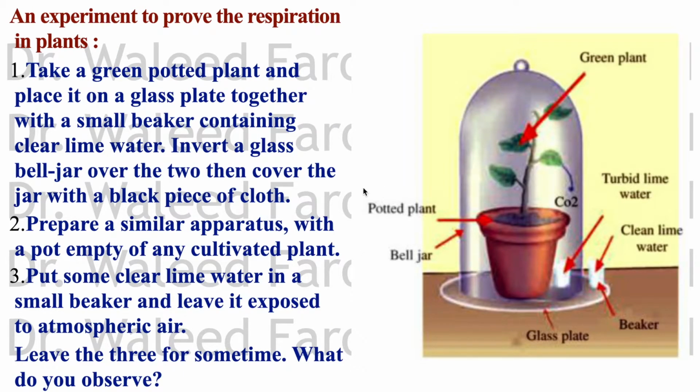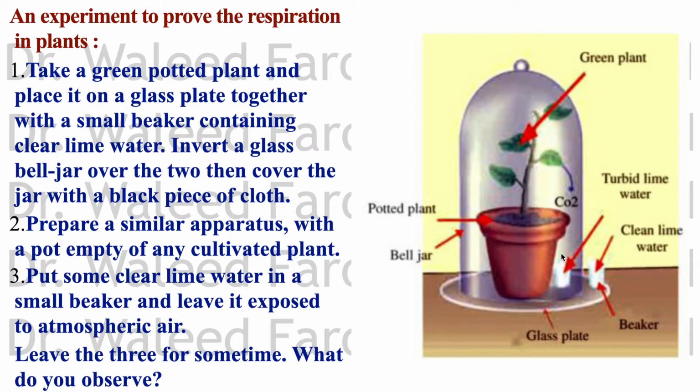There are experiments done to prove that respiration takes place in plants. For example, this one: bring a pot and plant a green plant in it, and put it under a bell jar together with a cup or beaker with lime water. Lime water is calcium hydroxide.